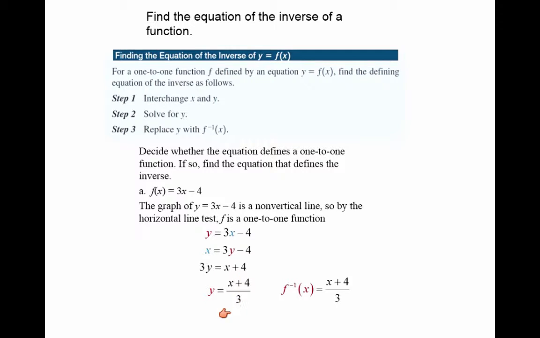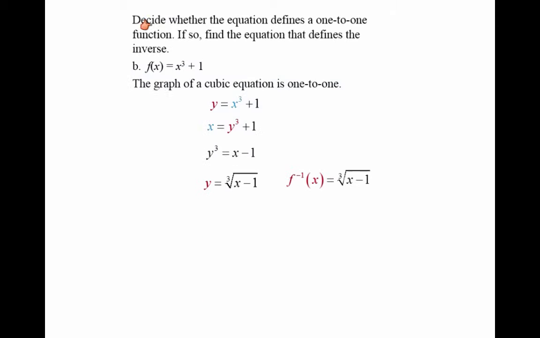Now this is my inverse function. I can use a little symbol here and say these two are inverse of each other. So 3x minus 4 is the inverse of x plus 4 over 3.